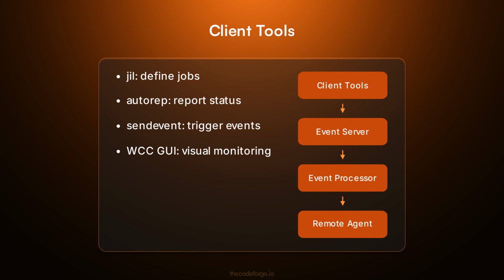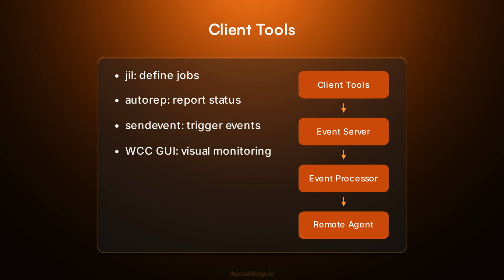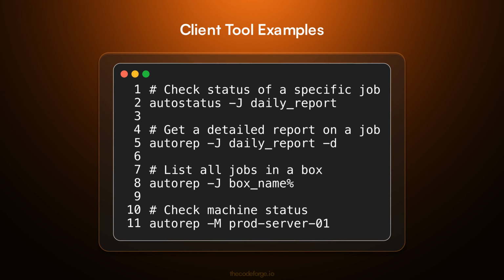Client tools let you interact with AutoSys. JIL defines jobs, AutoRep reports status, SendEvent triggers events, and the WCC GUI provides visual monitoring. Master the CLI for automation. Here are common client tool commands. Use AutoStatus to check a job, AutoRep for detailed reports, and AutoRep with M to check machine status.